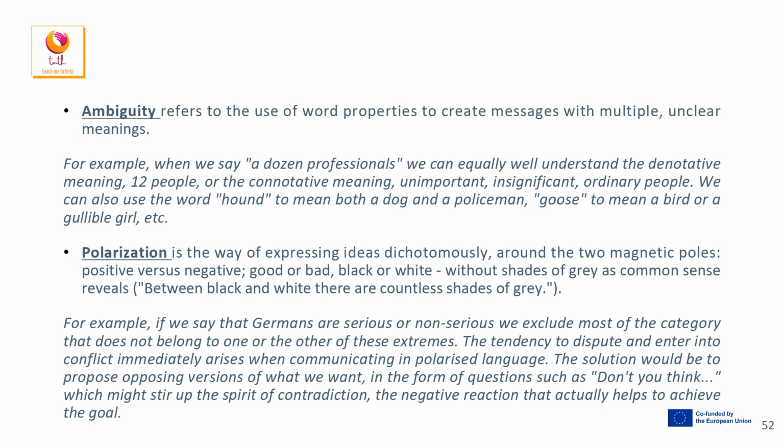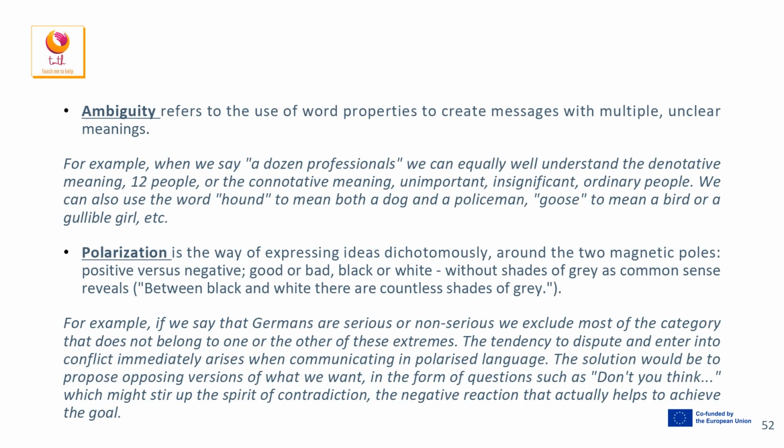Ambiguity refers to the use of words' properties to create messages with multiple unclear meanings. For example, when we say "a dozen professionals," we can equally well understand the denotative meaning, 12 people, or the connotative meaning, unimportant, insignificant, ordinary people. We can also use the word hound to mean both a dog and a policeman, goose to mean a bird or a gullible girl, etc.